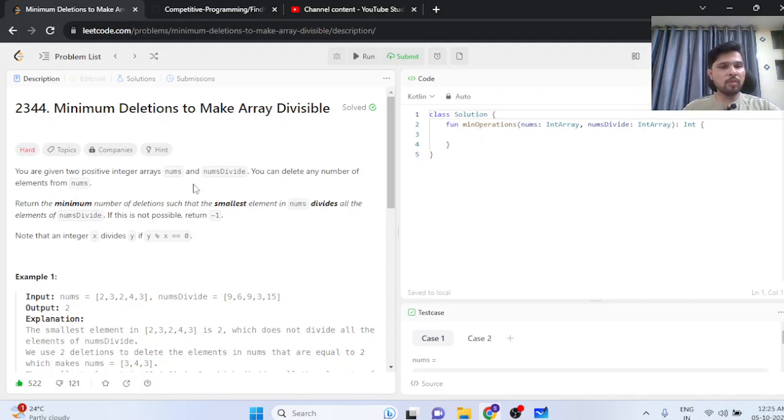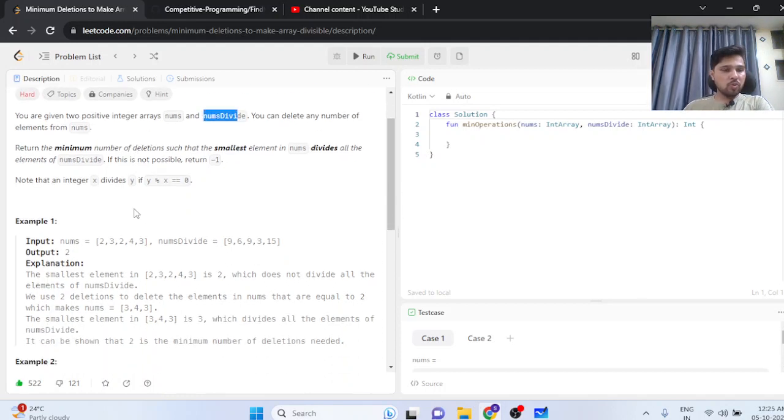In this problem we are given two positive integer arrays, one is nums and the other is nums divide. What we have to do is perform the minimum number of deletions from the nums array in such a way that the smallest element after such deletions should be able to divide each of the elements of nums divide. If we take a look at this example, in this one we have 2 3 4 as the elements, and here we have elements which are multiples of 3, or divisible by 3.